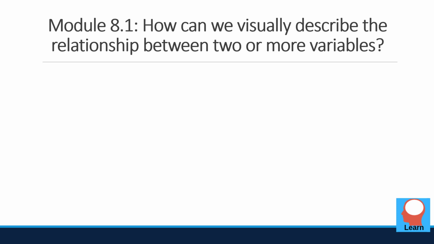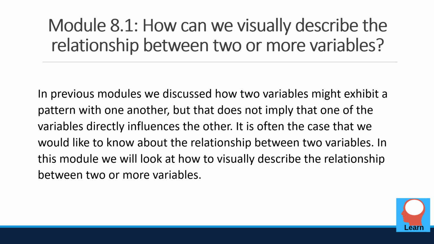Module 8.1. How can we visually describe the relationship between two or more variables? In previous modules, we discussed how two variables might exhibit a pattern with one another, but that does not imply that one of the variables directly influences the other. It is often the case that we would like to know about the relationship between two variables. In this module, we will look at how to visually describe the relationship between two or more variables.